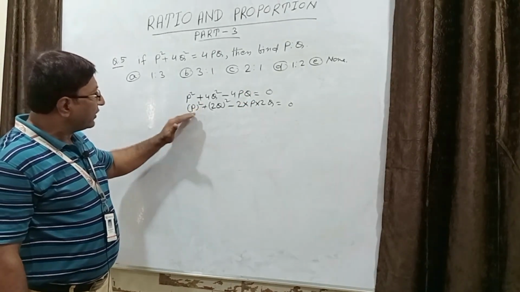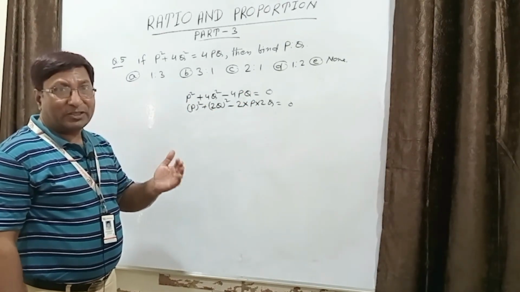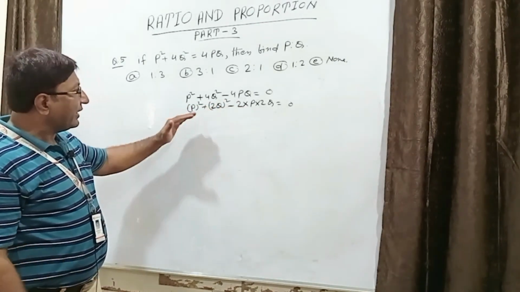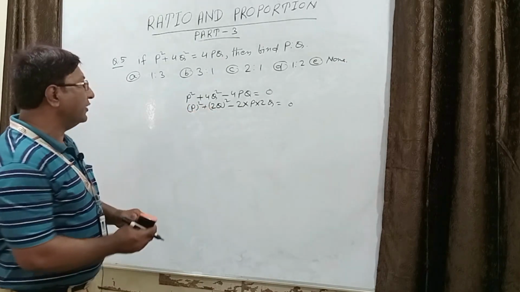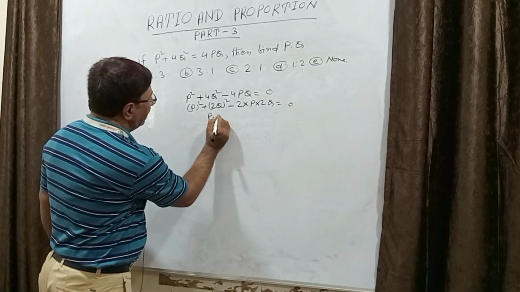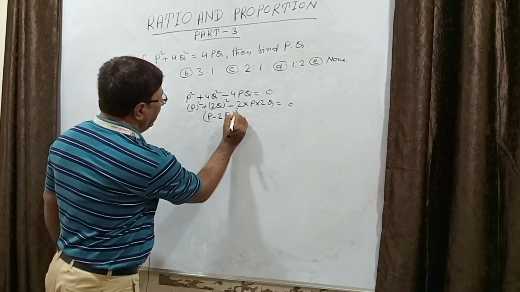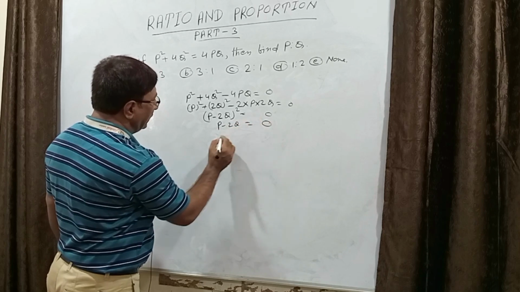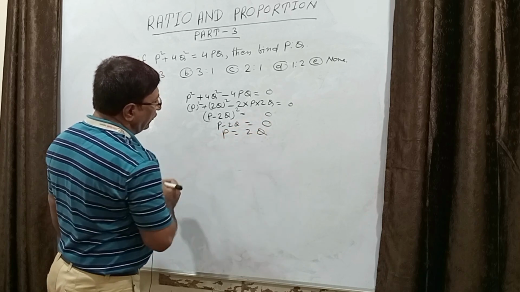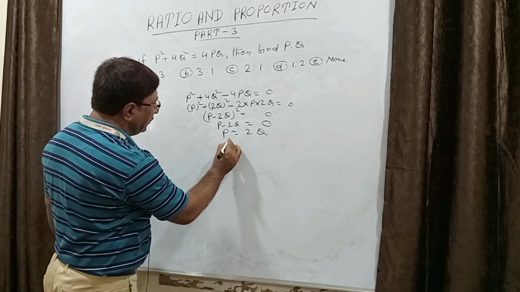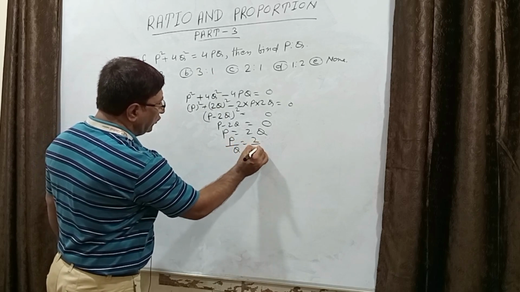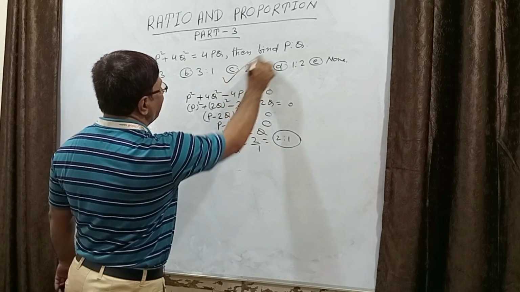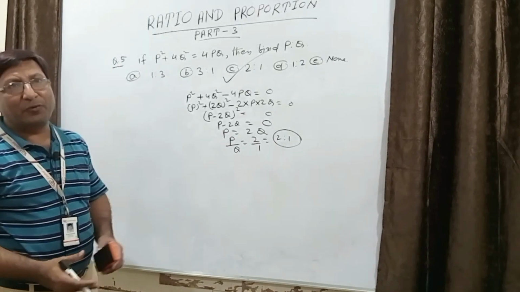Now you know the formula: A minus B whole square is A square plus B square minus 2AB. So we can write here (P minus 2Q) whole square equal to 0. So P minus 2Q is 0, so P equals 2Q. We need P ratio Q, so P upon Q equals 2/1. So we can write 2 ratio 1. So our right answer is C, that is 2 ratio 1 is correct.